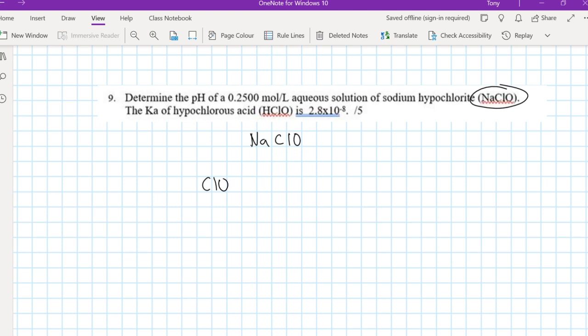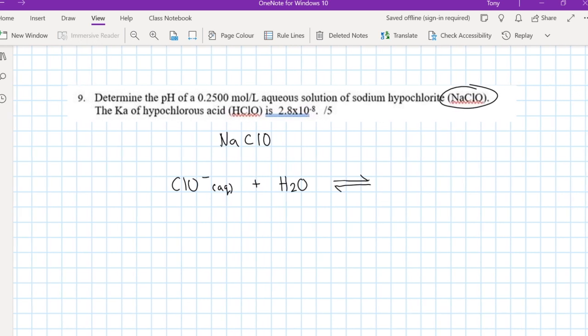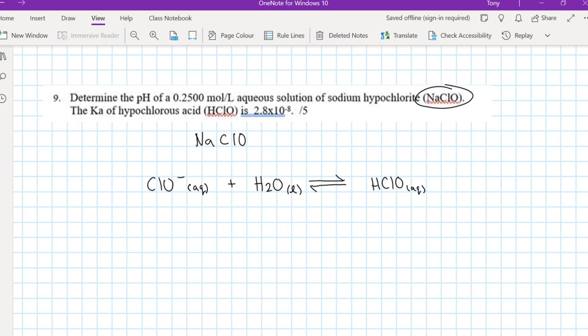So we're going to take that ClO-, which is aqueous, and we're going to add it to water. And when we write our equilibrium expression for this, because ClO- is a conjugate base of hypochlorous acid, it is going to take a proton from water and become hypochlorous acid, HClO. Water in this case is a liquid, and when water loses the proton to ClO-, water will become hydroxide, OH-.